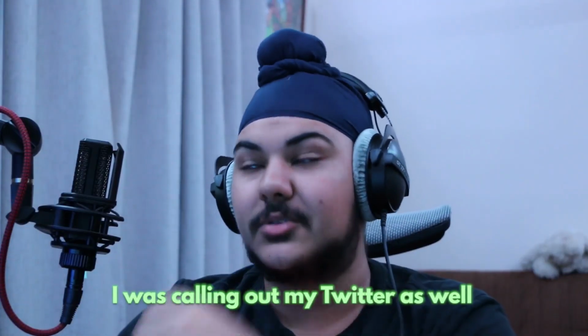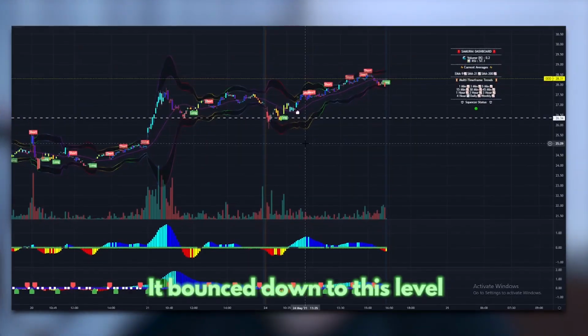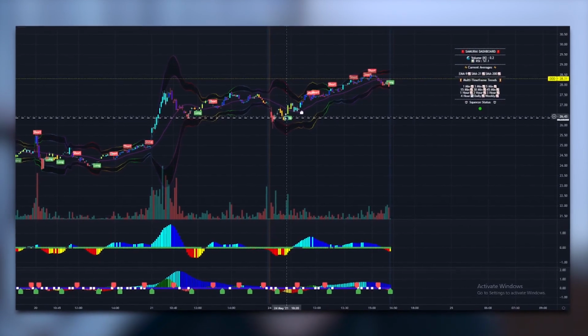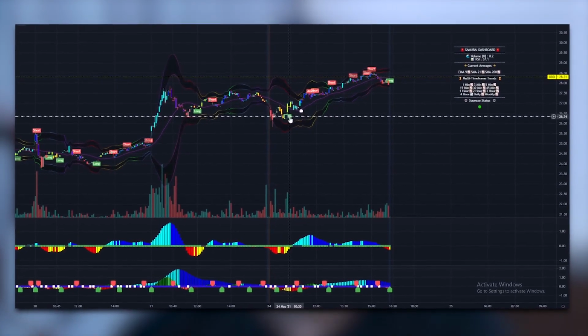So today, we played DDD. I was calling it out on my Twitter as well. It bounced down to this level. We saw it break up, and you could see on one of my indicators, one of my algorithms.